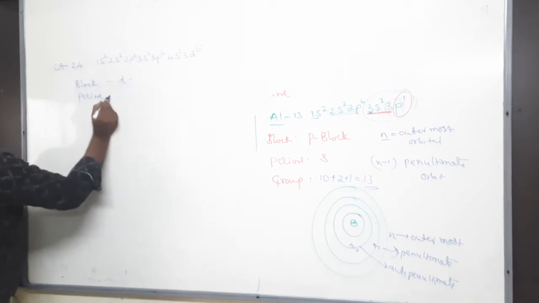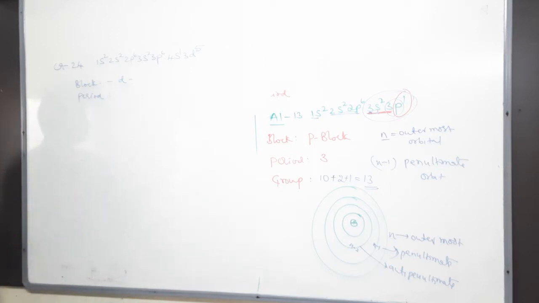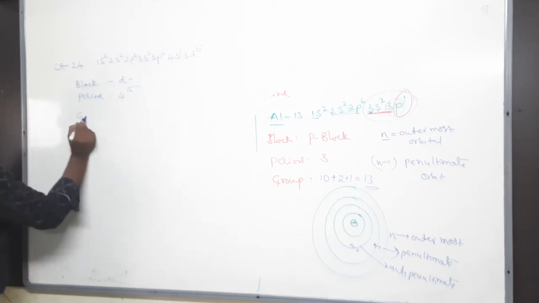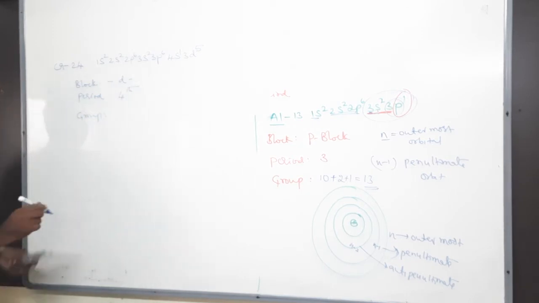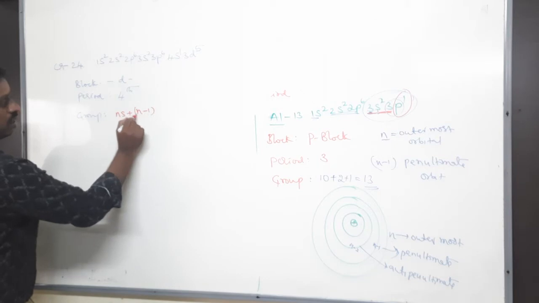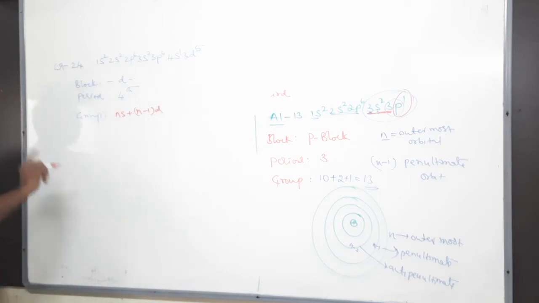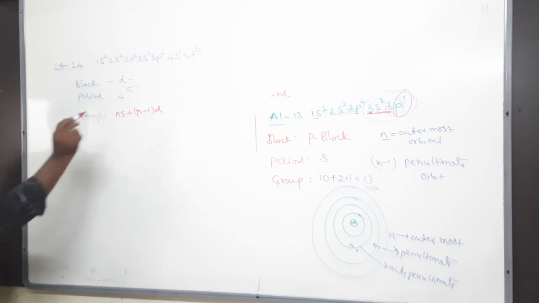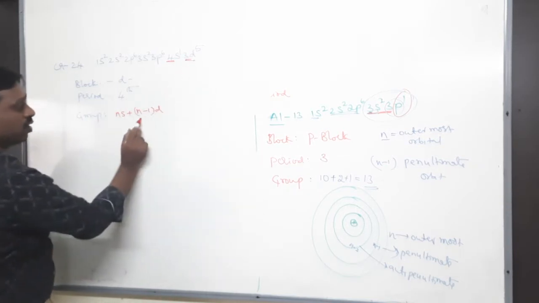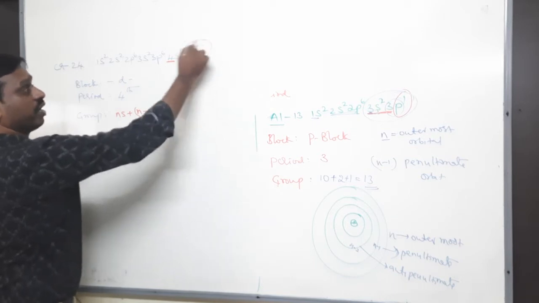Block is D. Period number is the highest principal quantum number, 4. Fourth period. Group. In case of D block element, how do you calculate group? Group is equal to, in case of D block, ns plus (n minus 1) d electrons. Identify which is n here. n is 4, highest, no. If n is 4, which is n minus 1? 3.